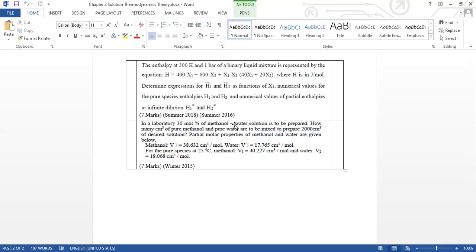So volume V1 for methanol, V2 for the water. So what is the total volume of methanol and what is the total volume of water? That's the part. To calculate this, partial molar properties of methanol and water are given, and the volumes of pure species, water and methanol, are given. So let's try to calculate this example.